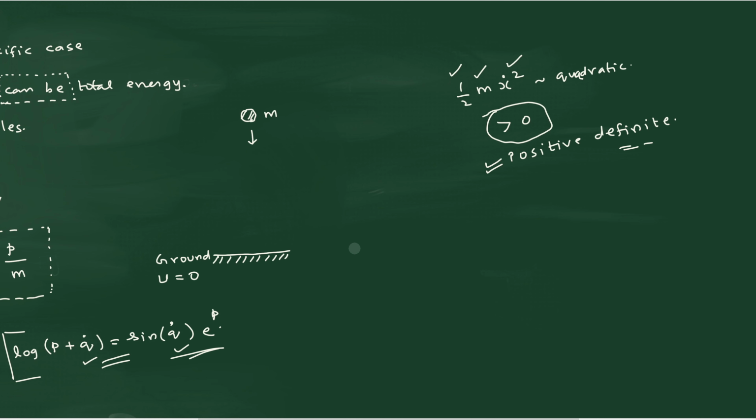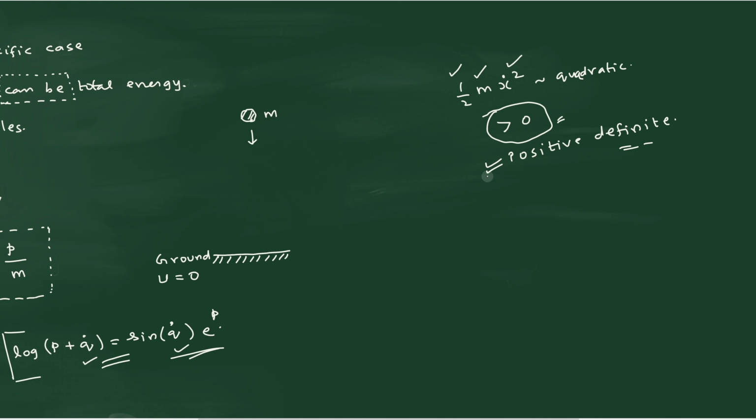So at least you can say that it will be greater than 0, because when you are talking about dynamics, something is moving, right? If nothing is moving, then velocity is 0. Since it is dynamics, it is moving. When it is moving, velocity is greater than 0. In all situations, you will have half m x dot square greater than 0. So therefore, positive definite means it is definitely a positive number.